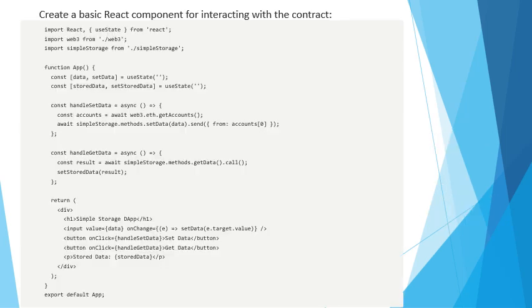First, we use a single App component that imports the necessary dependencies, including the Web3 instance and the SimpleStorage contract instance. Then it defines two state variables, data and storedData, to manage the input value and the data retrieved from the contract. The handleSetData and handleGetData functions allow users to update the contract state and fetch the stored data.